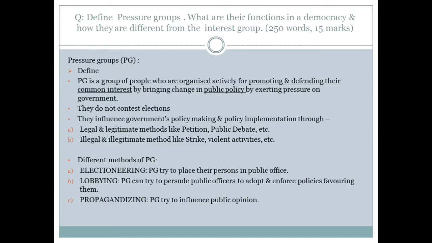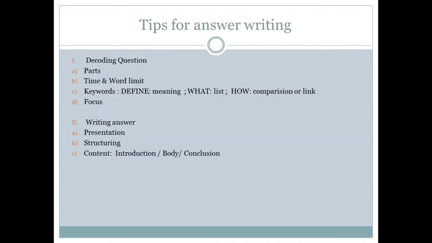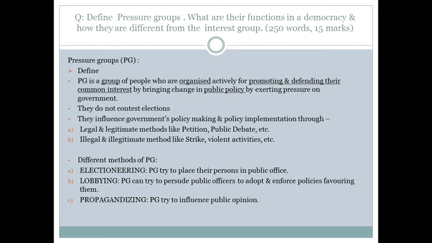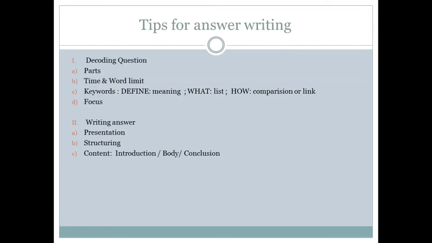Let's come to the question. It is saying define pressure group. This is one part. The second part is what are their functions in a democracy. The third part is how they are different from the interest group. So these are the three parts in this question. The second thing you have to see is your time and word limit. The word limit is 250 words, 15 marker, so your time limit should be not more than 9 minutes, on average 9-10 minutes.